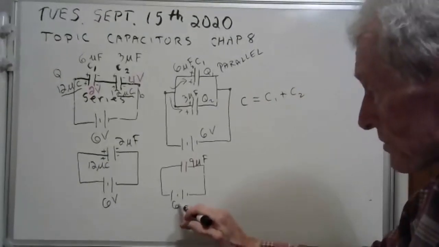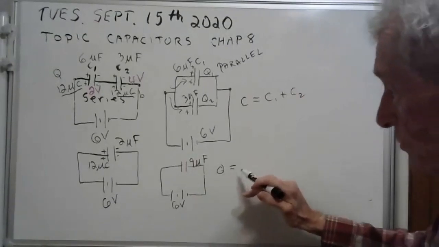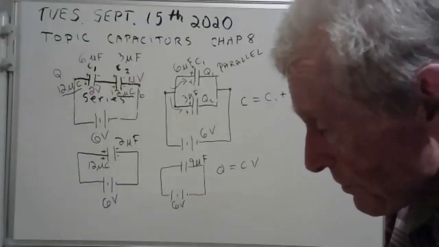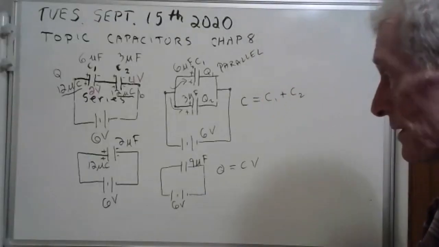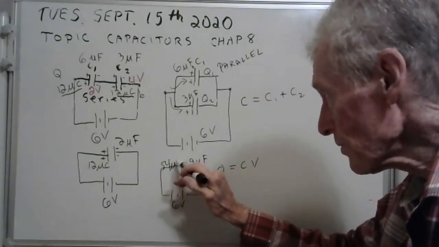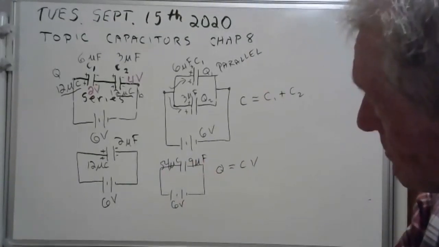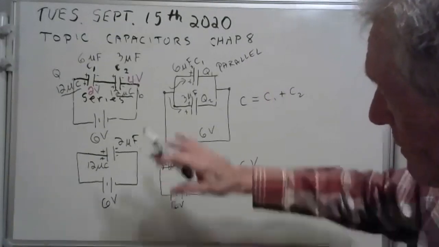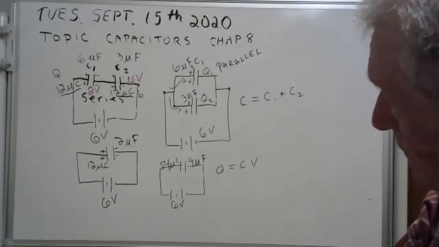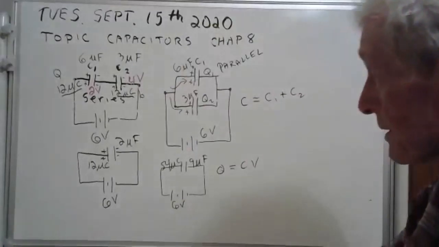Okay, and this is 6 volts. So here we can get the charge. The charge is going to be CV. 6 times 9 is 54. You're going to get 54 microcoulombs. The problem is that's the total. And it's going to be split up between the two. Now let's find out exactly how it's split up.